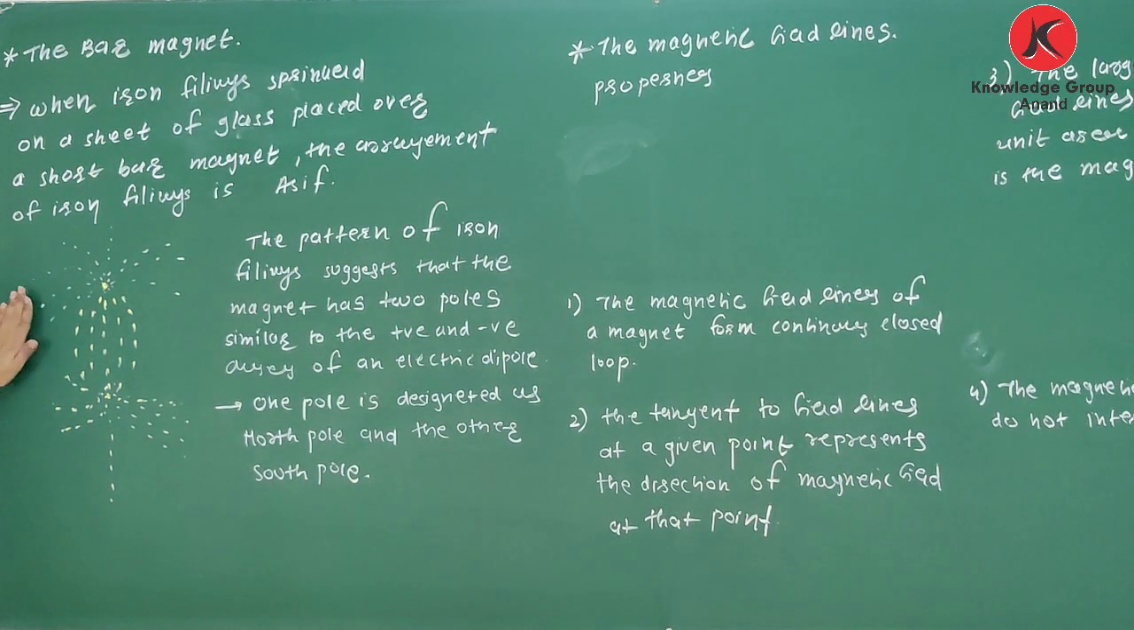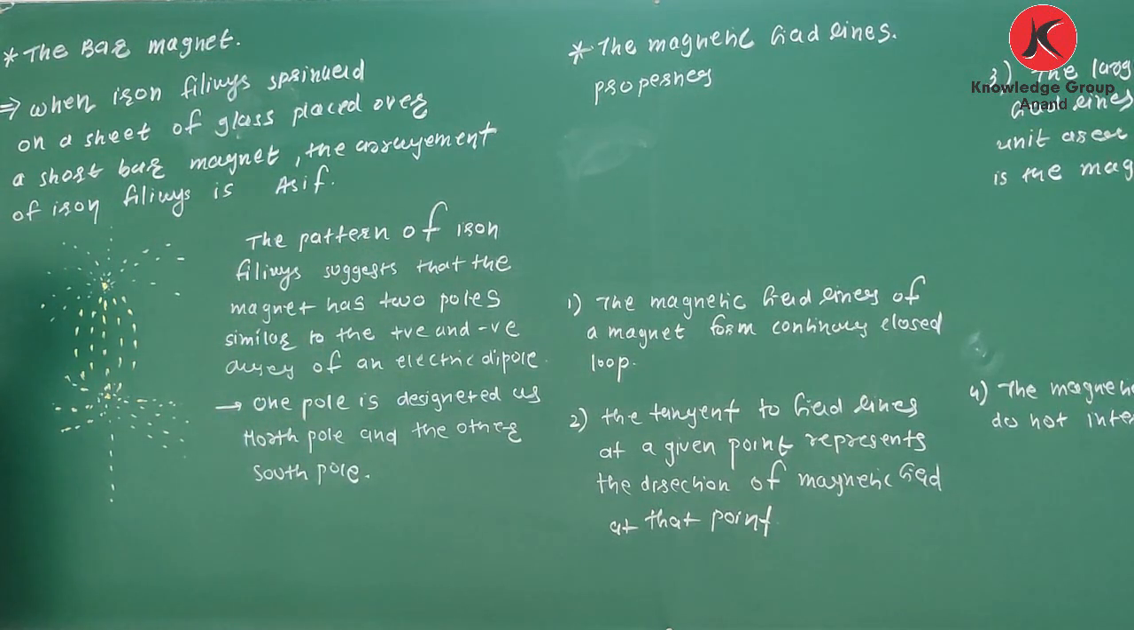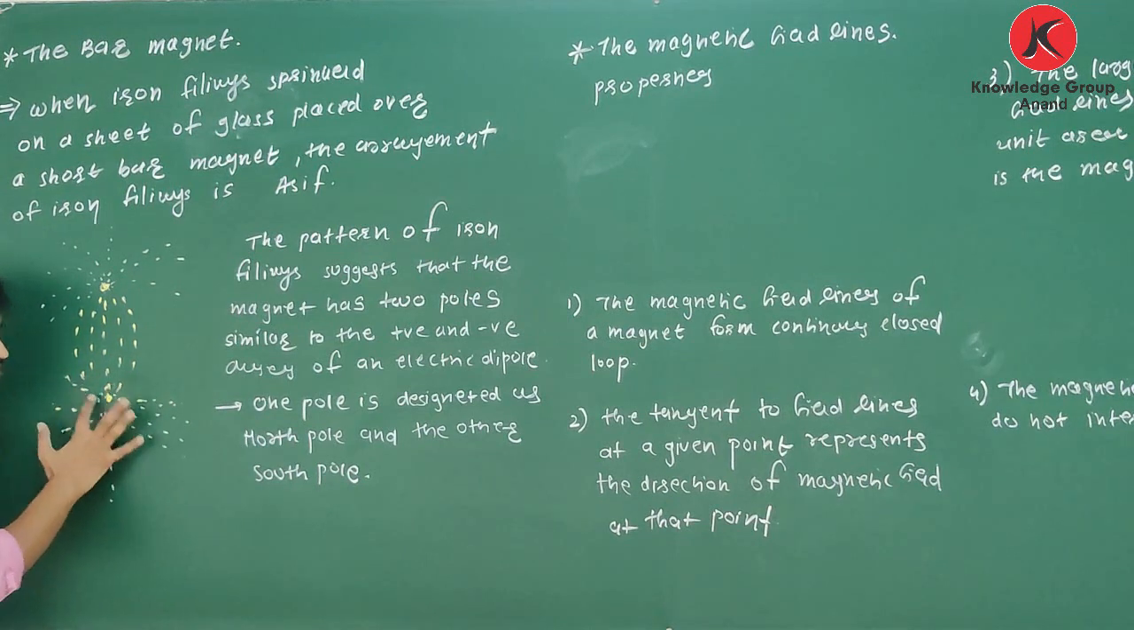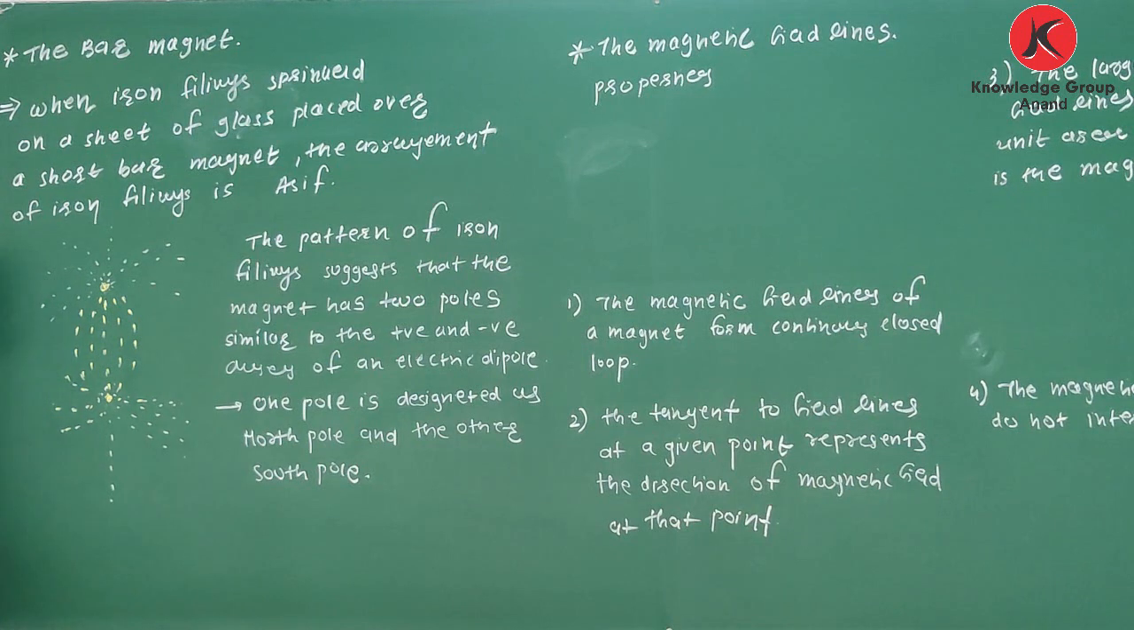And from this experiment there are some points. The pattern of iron filings suggests that the magnet has two poles. How two poles? We can see from the figure that at these two points, each and every line and particle is congested, they are more in this region. Means these two points are called poles.